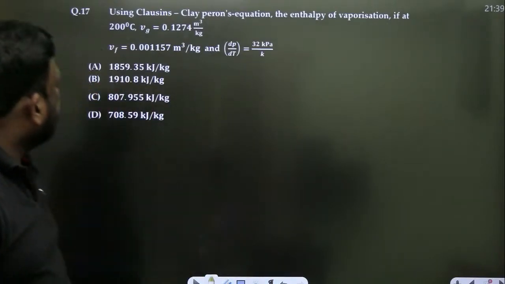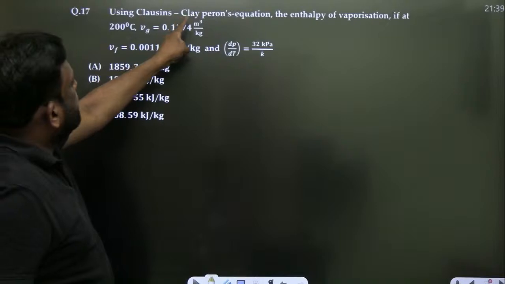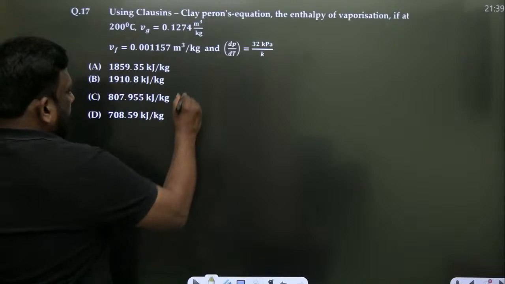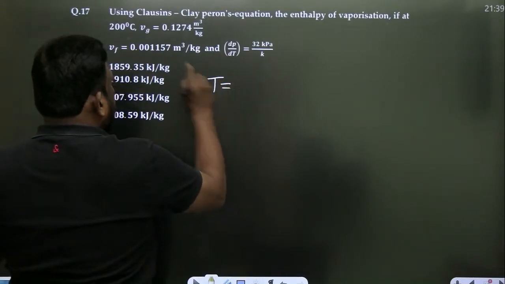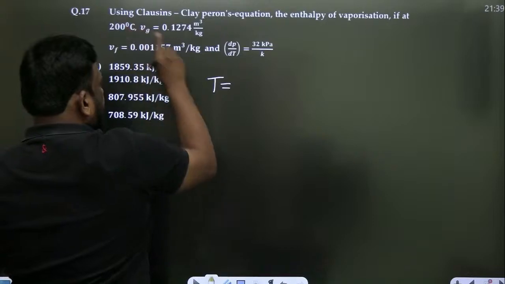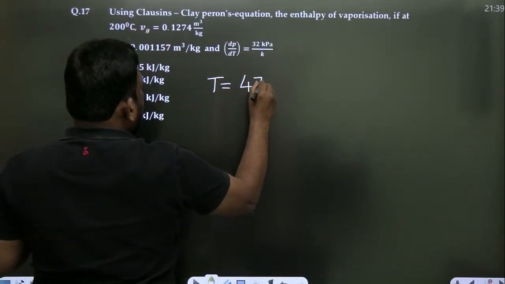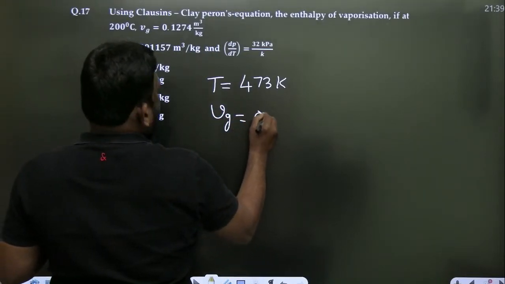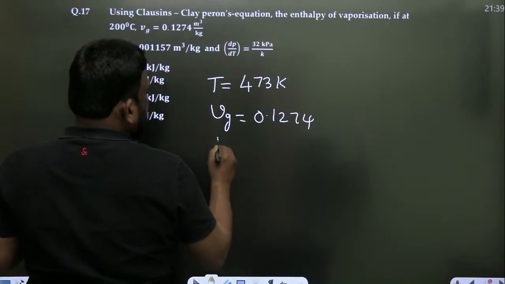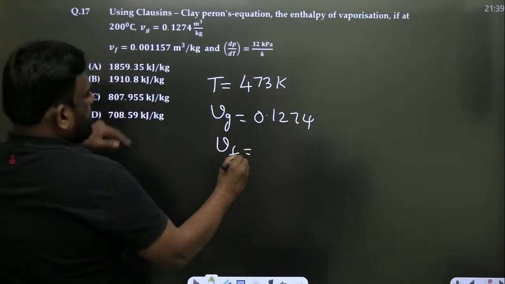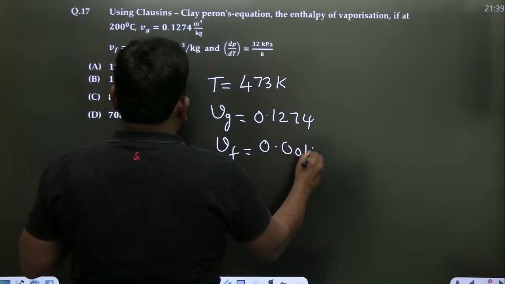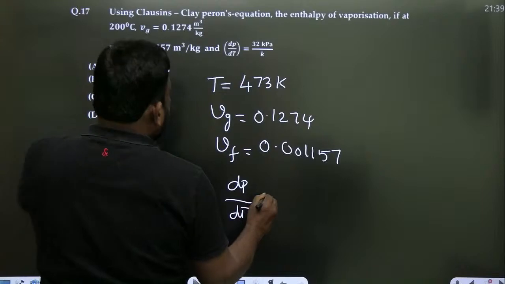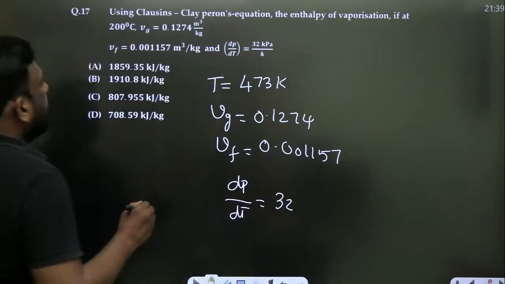Correct. Take this question. Using the Clausius-Clapeyron equation, find the enthalpy of vaporization at 200. Can I write 200 centigrade and convert to Kelvin? 200 plus 273 is 473 Kelvin. The specific volume Vg is given as 0.1274, and the specific volume of saturated liquid is given as 0.001157, and dP by dT is given. What is dP by dT given? 32 kilopascal per Kelvin. He is asking for enthalpy.